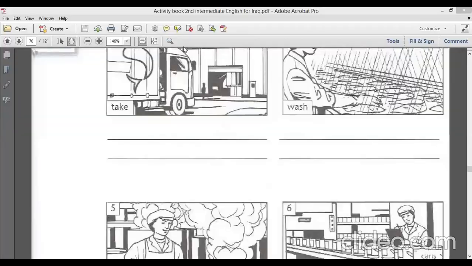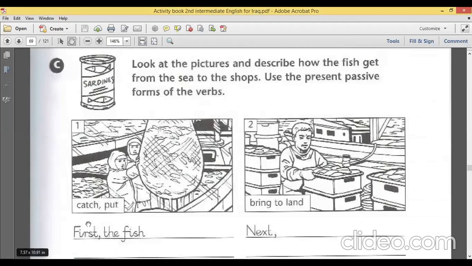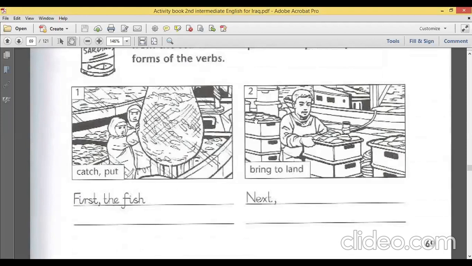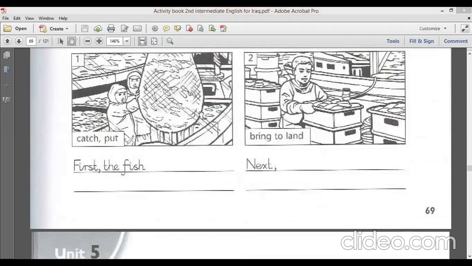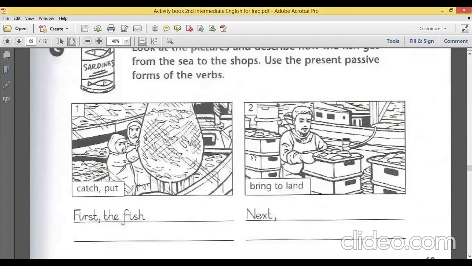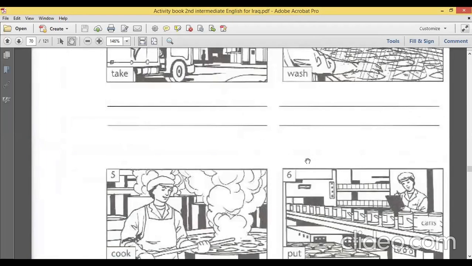Can you hear me now? I have lost the connection. Okay, so I was saying that you have to use these verbs in the pictures and form passive sentences. My internet connection is unstable. To form passive sentences describing what is happening in these pictures, right? So I think it's easy for you.